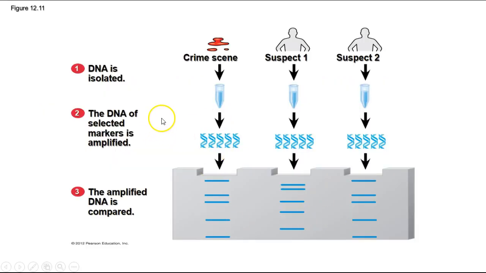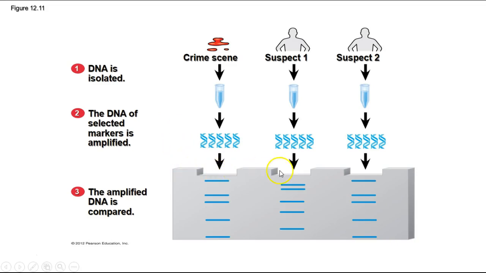So here's basically how it works. Okay, you isolate the DNA, perhaps from a crime scene, as we see an example here, and also from the suspects. We're going to cut the DNA into pieces. We'll talk about that a little bit later. And we'll choose those markers. We're going to amplify the parts of the DNA that have the markers in it.